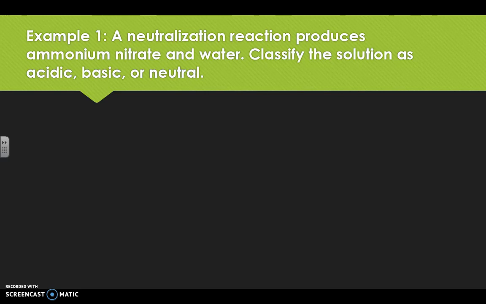We know that we have a neutralization reaction that produces ammonium nitrate and water, or it could say an aqueous solution of ammonium nitrate. And we want to classify this as acidic, basic, or neutral. So we need to go backwards. We need to figure out ammonium nitrate, and it's an aqueous solution, which means it's in water. And we need to figure out, well, what made up this ammonium nitrate in this water.